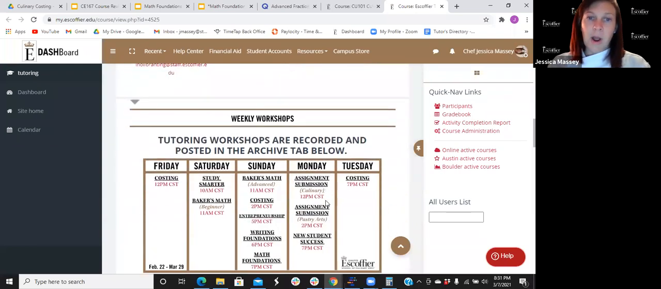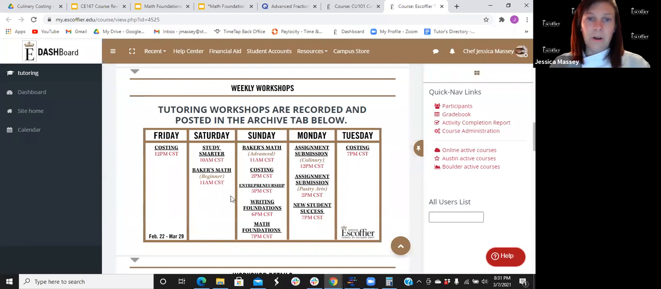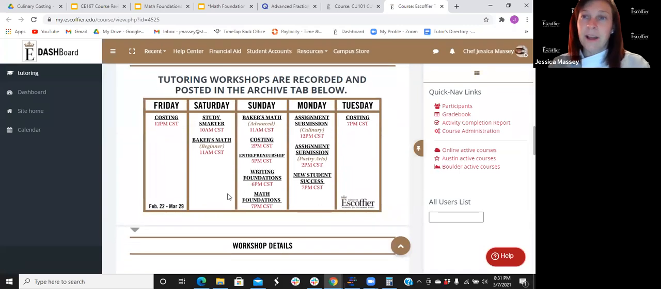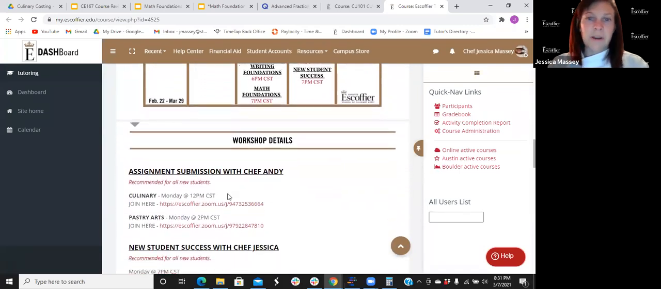Our workshops, you are in which one? Math Foundations on Sunday night, but they are all here. This is our schedule. This does change a little bit every term, but we always have them going on.